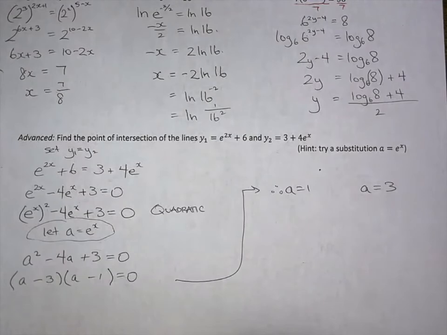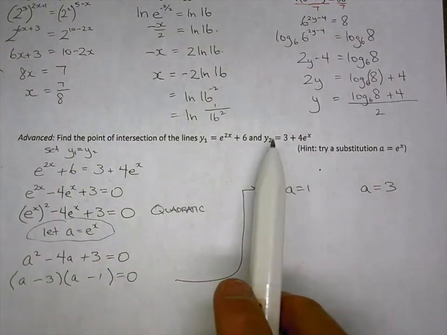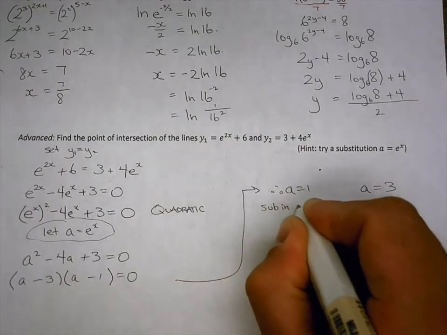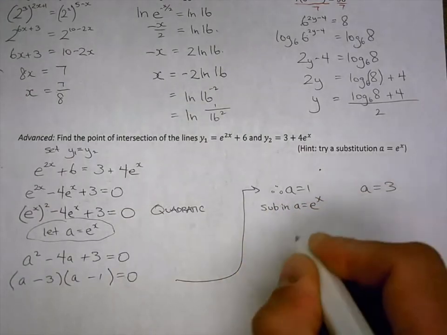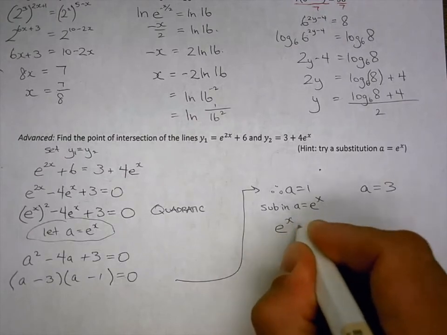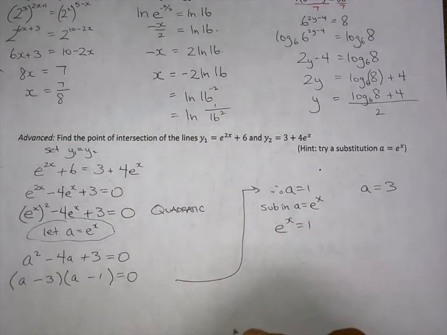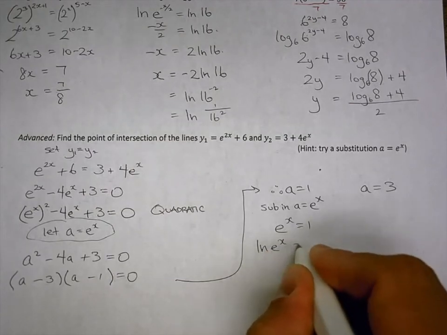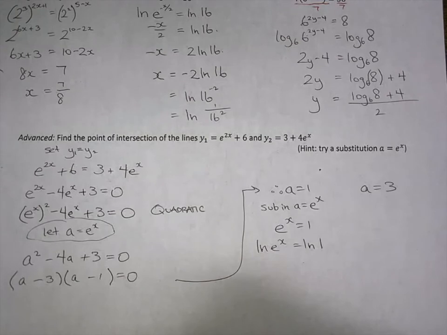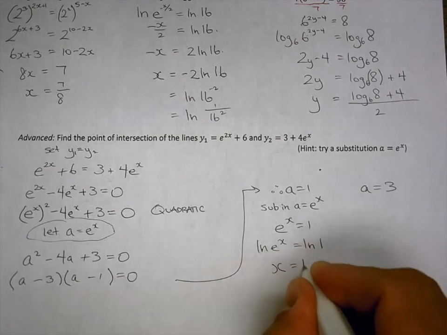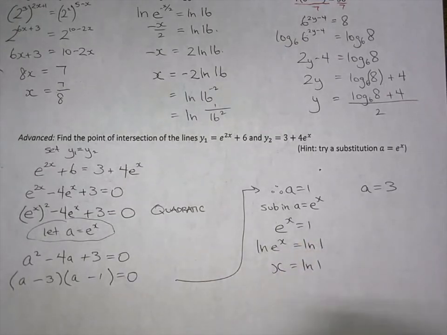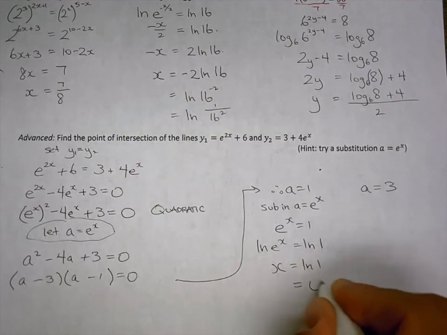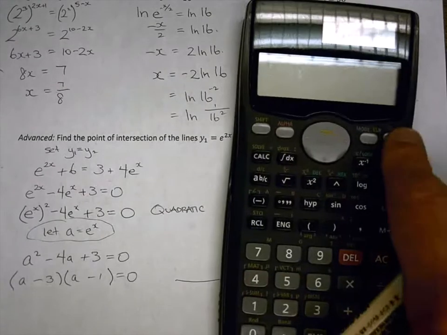Of course, the question's not asking you what a should be, it's asking you what x should be. So I have to go backwards with my substitution. I have to sub back in a equals e to the x. So I have e to the x then is equal to 1. If I ln both sides, the ln and the e undo, so x is equal to ln 1, which is always going to be 0. Right? If you don't believe me, ln 1 is always 0.